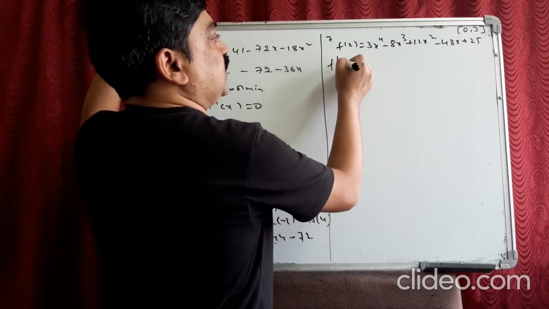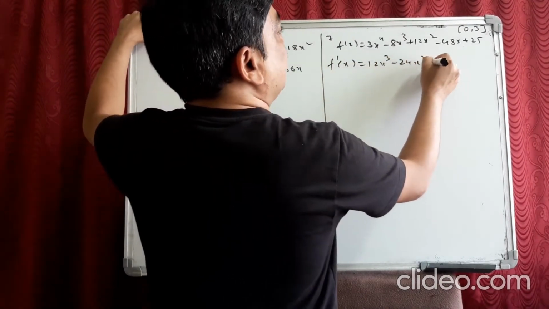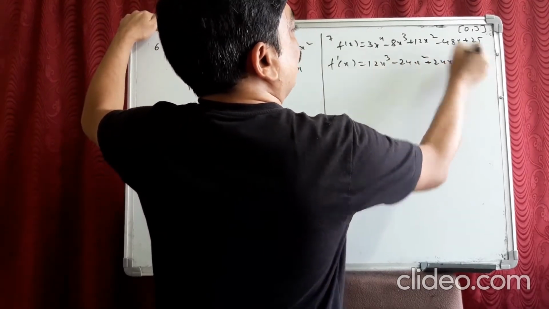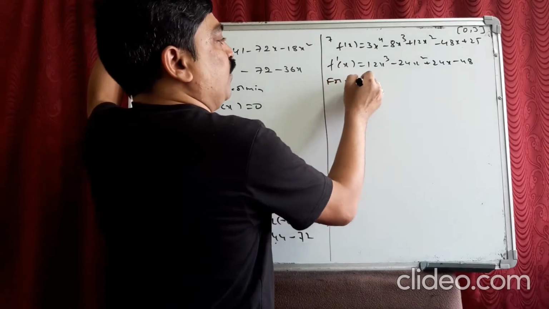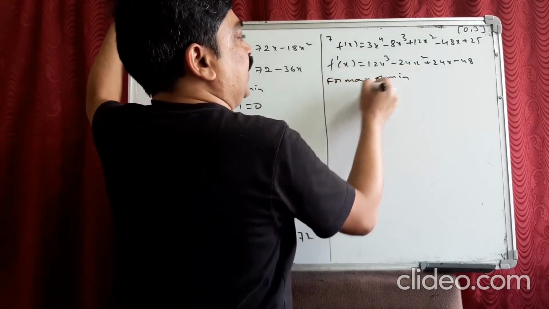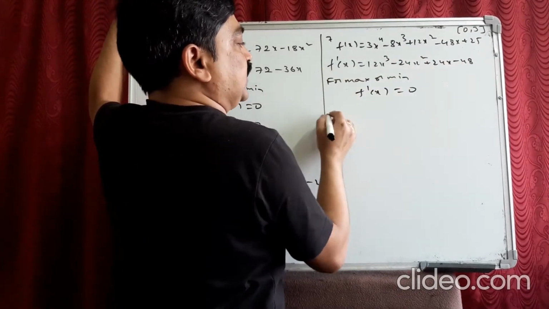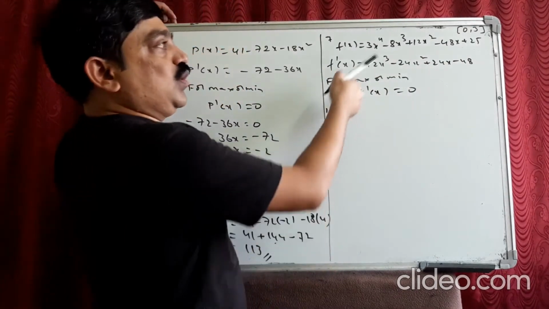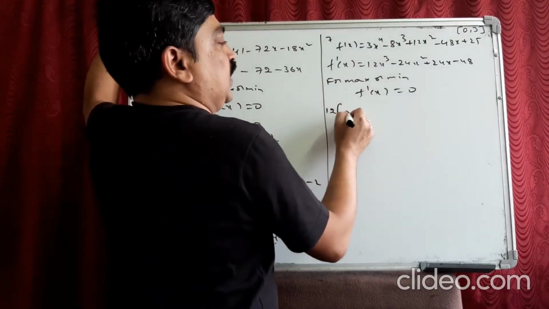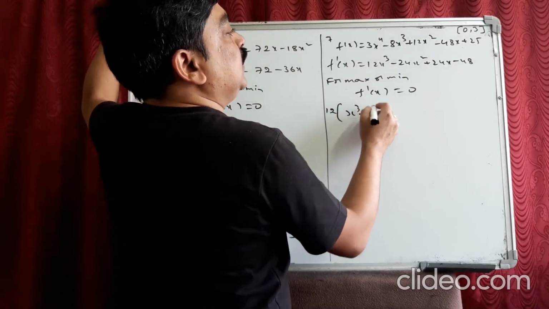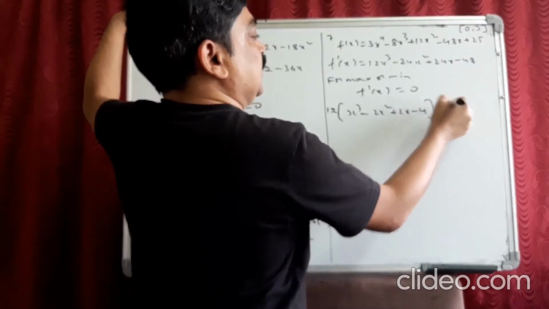First of all, the first derivative is 12x^3 minus 24x^2 plus 24x minus 48. Keep it like that. For maximum or minimum, f'(x) should be equal to 0. Now I take 12 common, but don't take 12 common earlier; when you are making it equal to 0, then only you take it. x^3 minus 2x^2 plus 2x minus 4 is equal to 0.